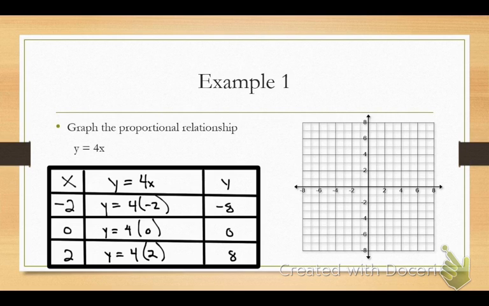Okay, so now you don't necessarily have to graph this. You'll be given a graph on your quiz. But I just want you to look up here and visualize where we're going to plot these points.